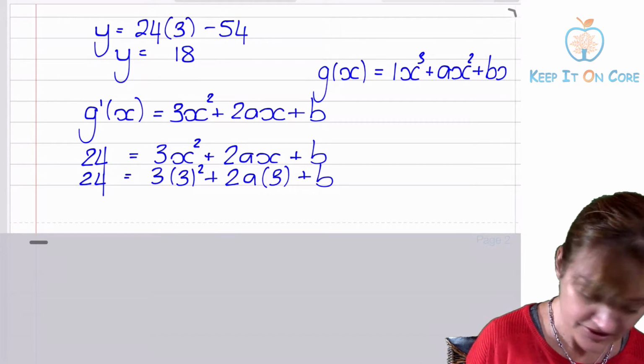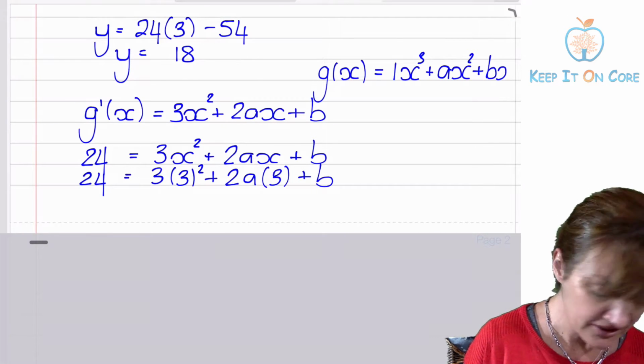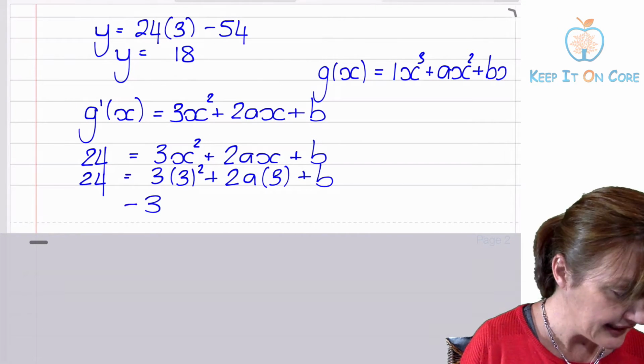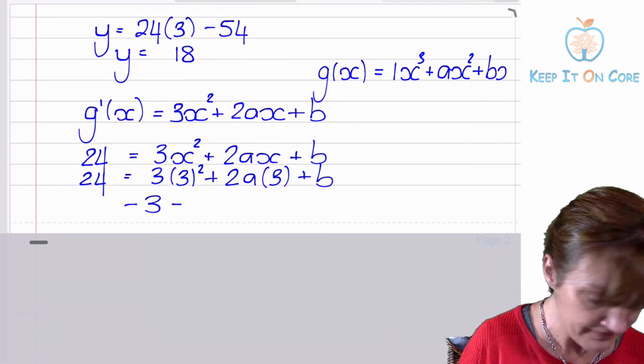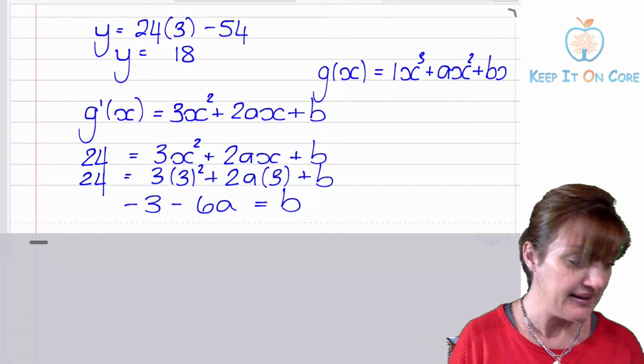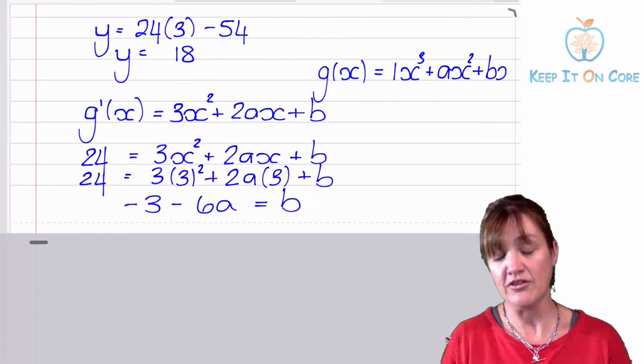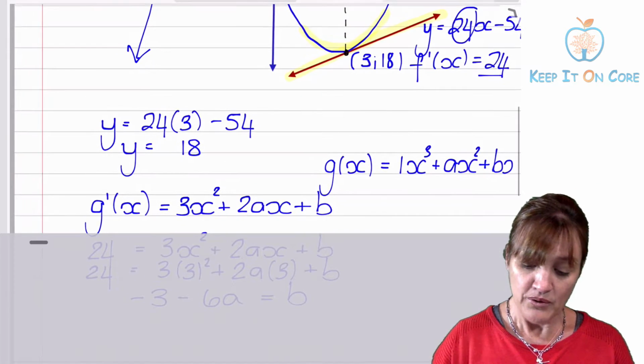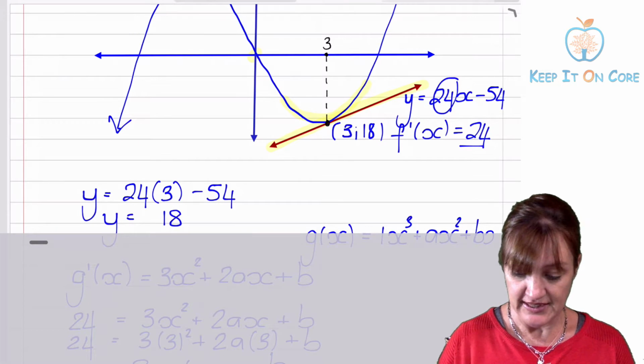That's going to come down to an equation of negative 3 minus 6a equals b. I've just arranged it so that b is on its own. Right, so we've used the gradient of the tangent.